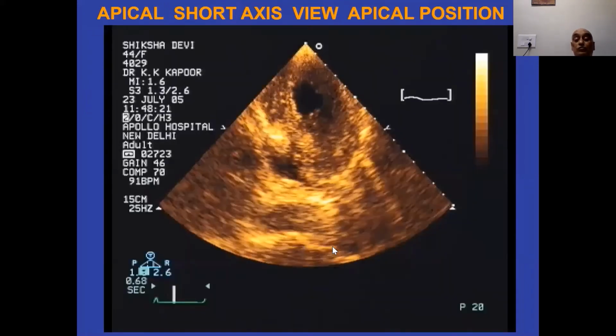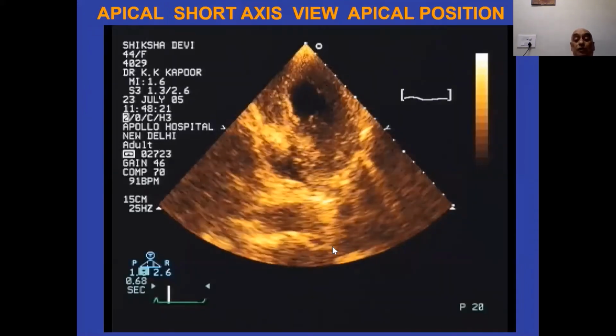Now from this position of the apical four-chamber view, go back and move slightly toward the two-chamber view, and you're going to get the apical short axis view.